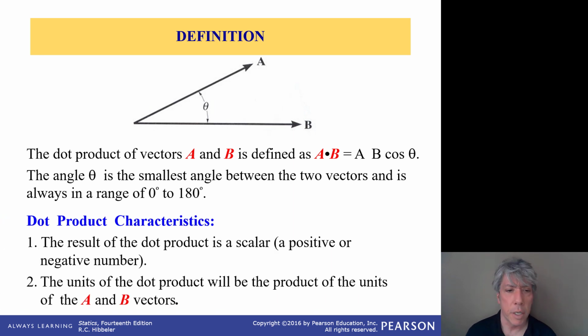What do you get out of a dot product? Well, the result of the dot product is always a scalar. So you put two vectors in and you get a scalar out. The units of the dot product will be the multiplication of the units from the two vectors. So if you have, say, pounds and feet as the two vectors, then the resulting units will be pounds times feet.